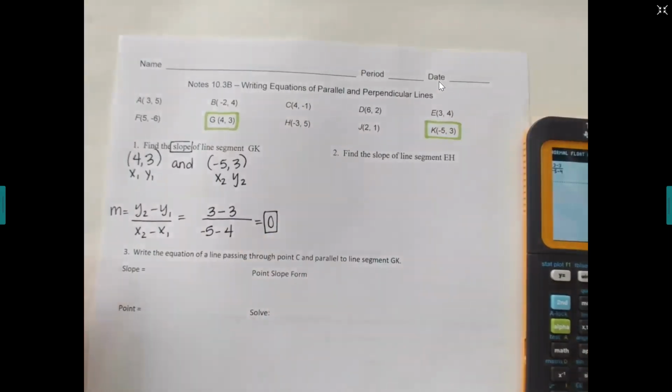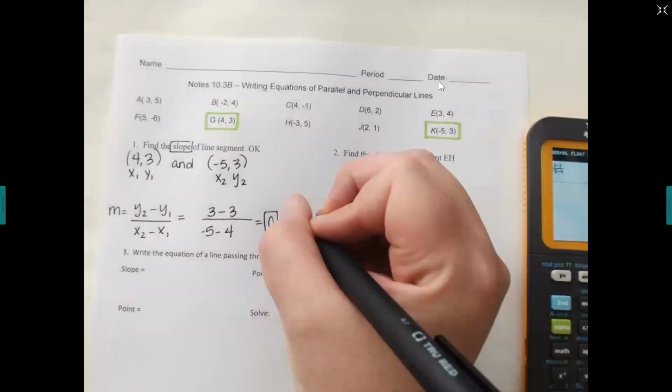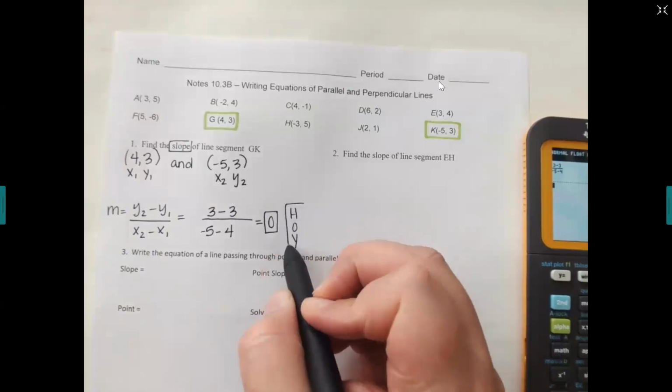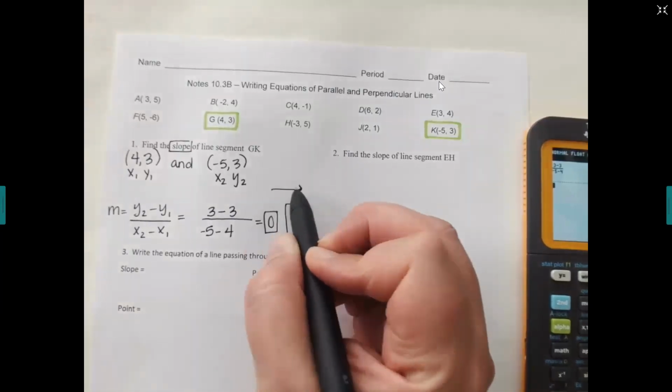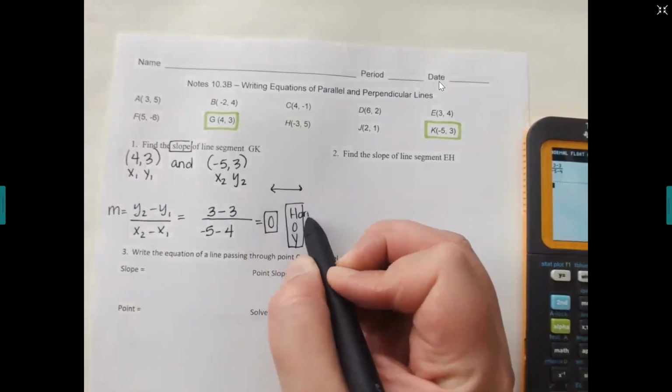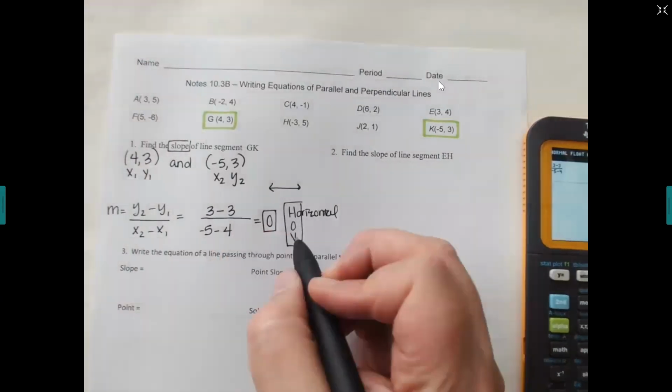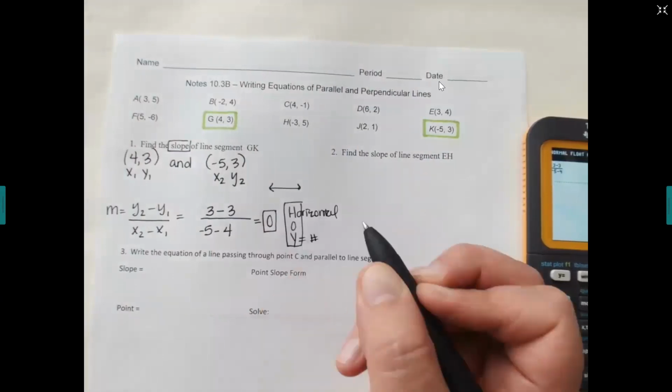And you should remember from our horizontal lesson that if it's horizontal, that means the line runs this way. It has a 0 slope, like we just got, and then it's y equals whatever the number is.